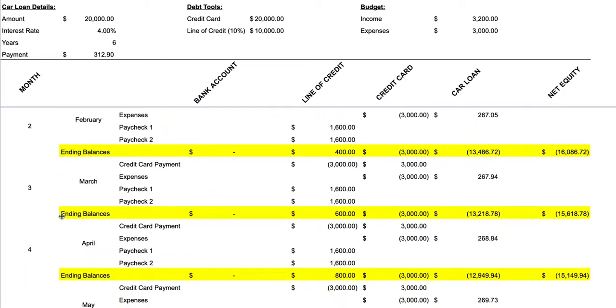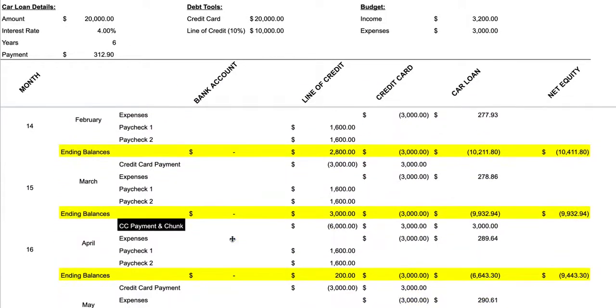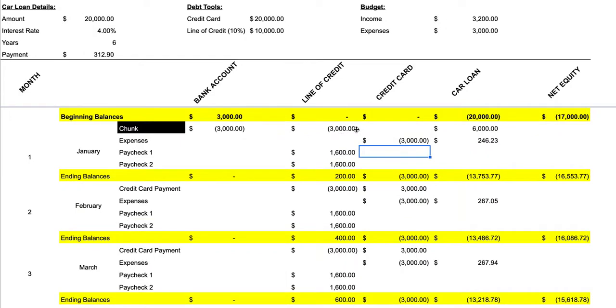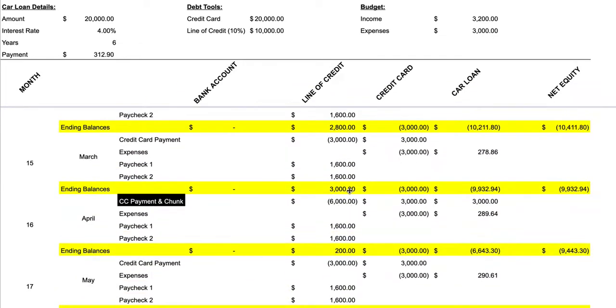So when we scroll down, everything is working the same. It's just a system. Once you go down to the 15th month, if you look at the ending balance after the 15th month, it's $3,000. So remember when you made that first payment, the $3,000 from the line of credit to go towards the car loan, now after 15 months, it caught back up. Now it's a positive $3,000. So you caught back up, right?